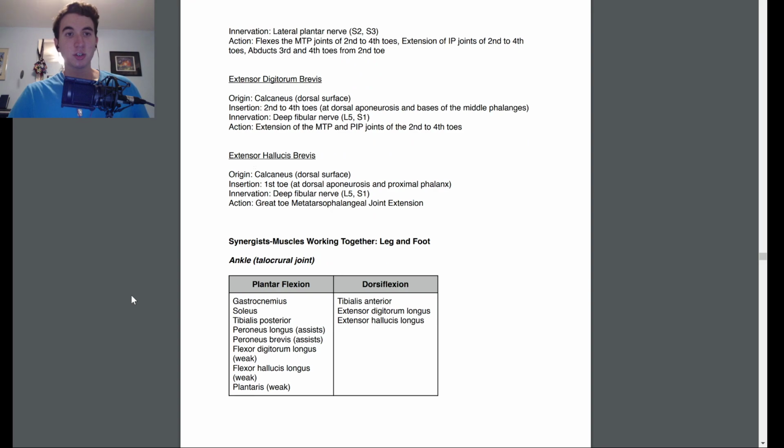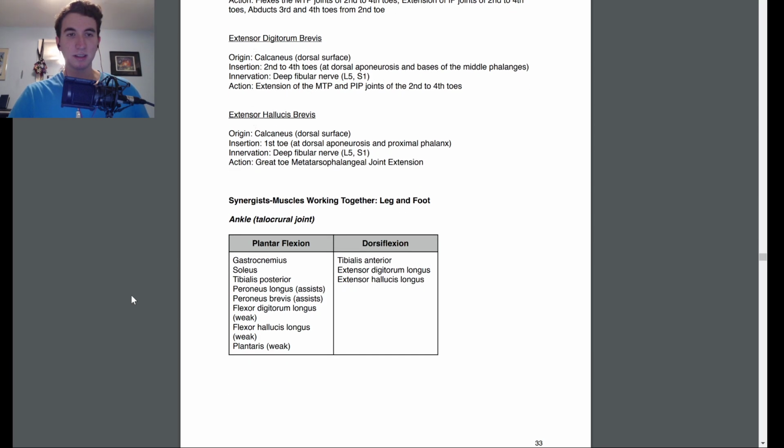And we have extensor digitorum brevis, which originates at the calcaneus, the dorsal surface, inserts at the 2nd to 4th toes, and at the dorsal aponeurosis and bases of the middle phalanges. Innervation is caused by the deep fibular nerve coming from L5 and S1. The action is extension of the MTP and PIP joints of the 2nd to 4th toes.